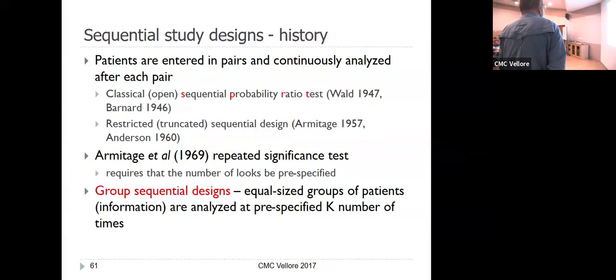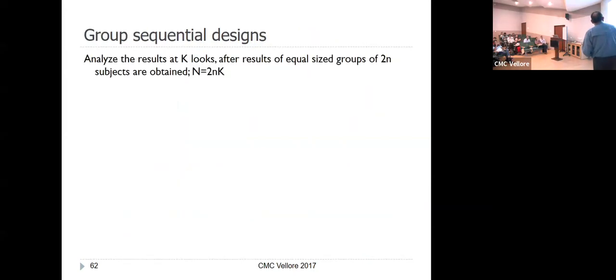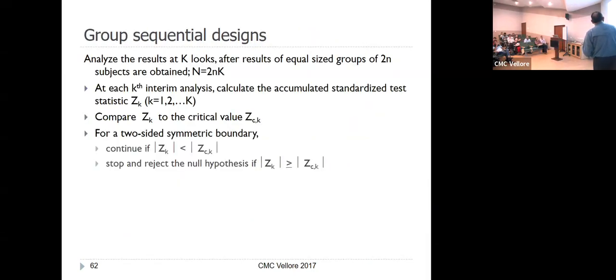But then later came what's called group sequential testing. Equal sized groups of patients are analyzed at, again, a pre-specified number of times. What this is, you say I'm going to do K looks, so 5 looks. And at each look, I will have a critical value. At the first look, I'll have one. At the second one, I'll have another one. Third one, fourth one, fifth one, if I'm doing 5.